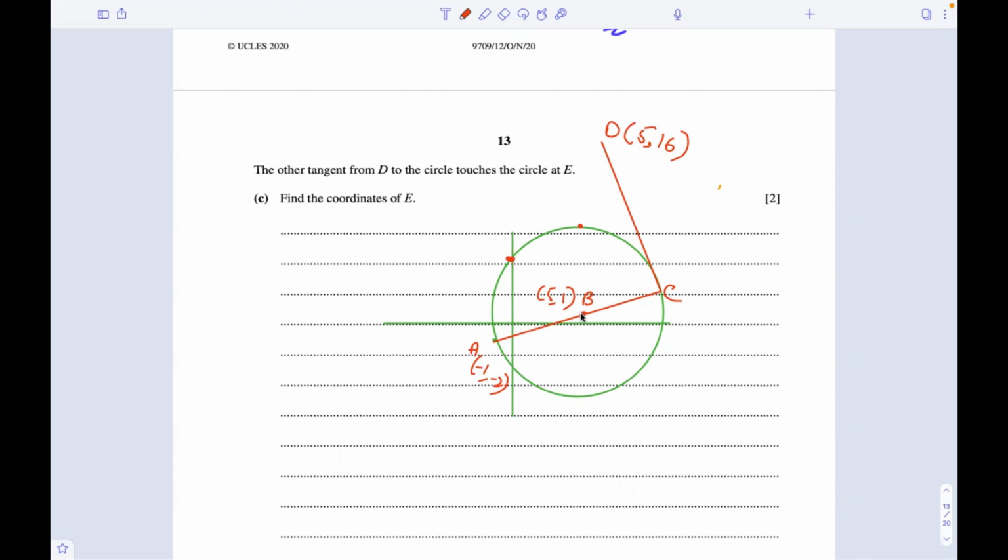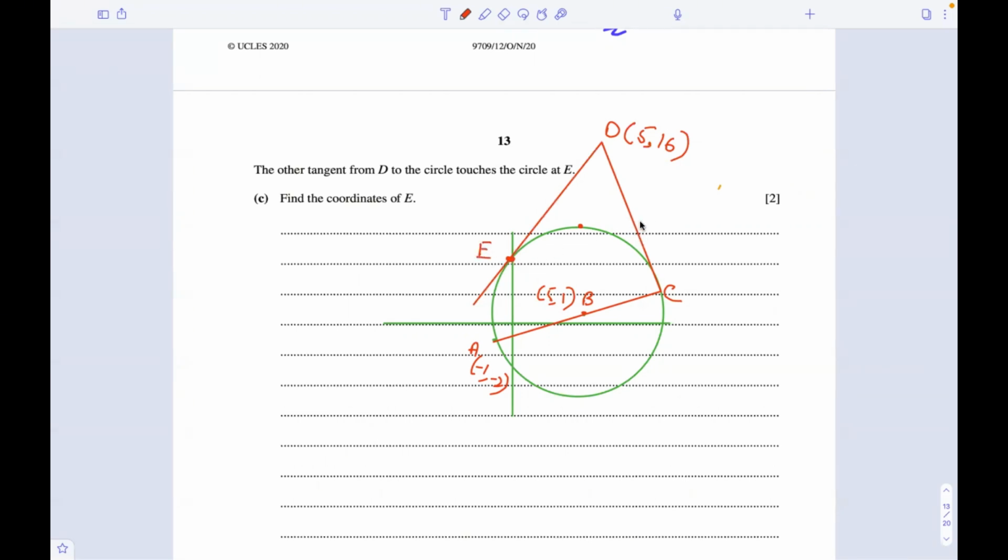So in this question, we have B, which is the center. A has coordinates -1, -2. AC is the diameter, and D has coordinates 5, 16. And the other tangent from D is touching the circle at E. So let's say if we draw a line from D, the point E would be roughly over here.